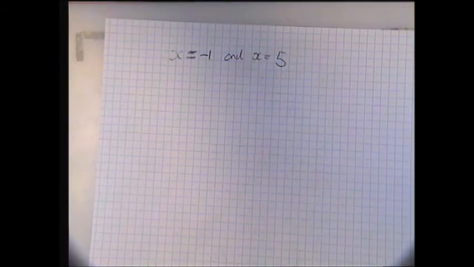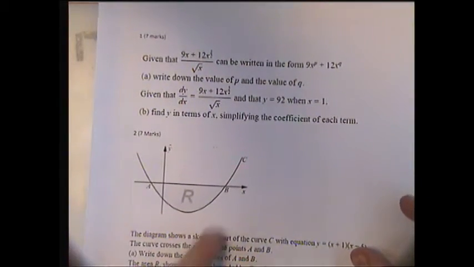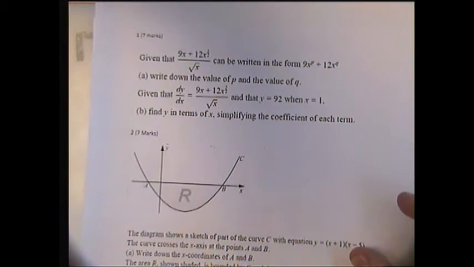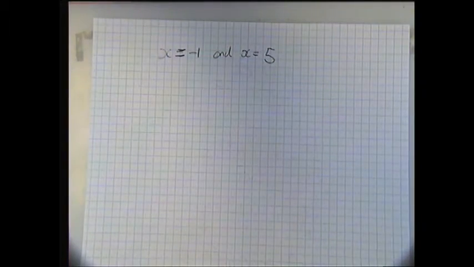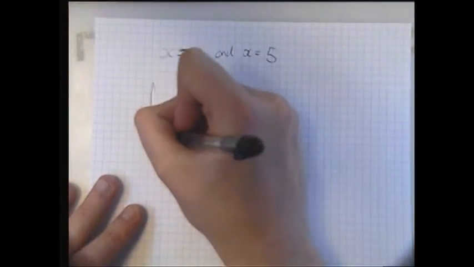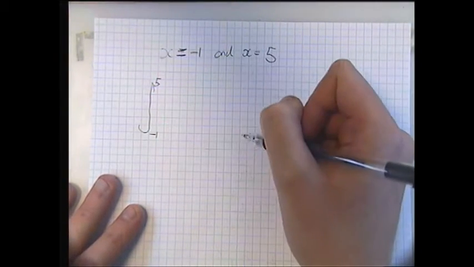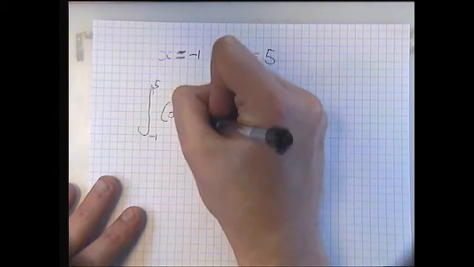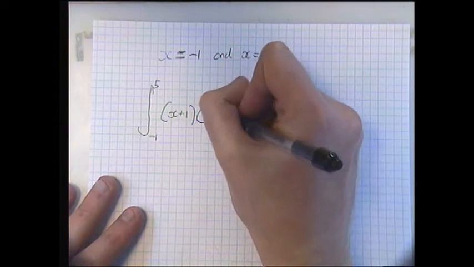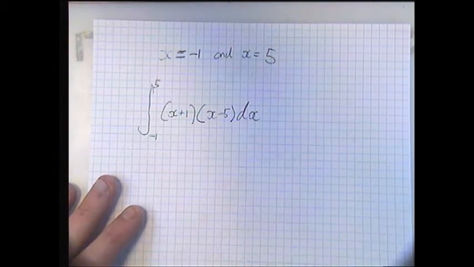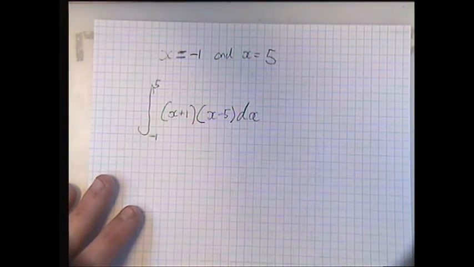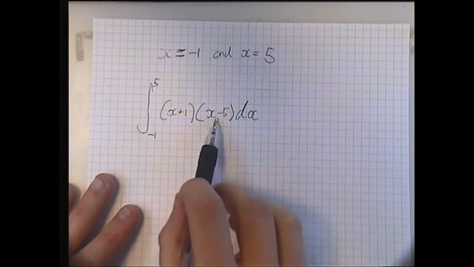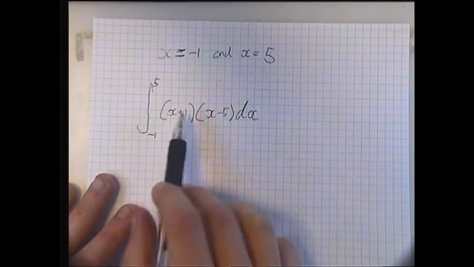The second part of the question, it wants you to find the area of the region shaded. So we need to use integration as it says in the question. So by finding where it crosses the axis, we've found our limits, -1 to 5, of the function which is x plus 1, x minus 5 dx, as we're doing it with respect to x. We can't integrate that as it is, we need to rearrange it so that it's in the form ax to the n.